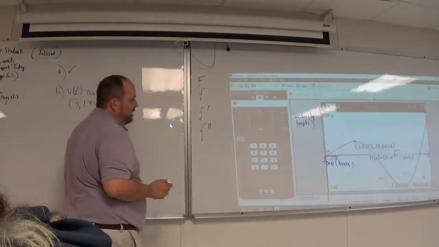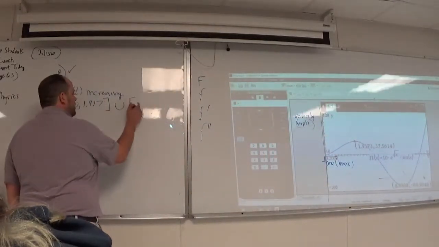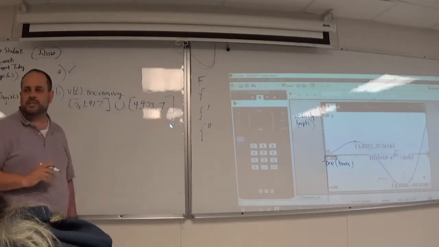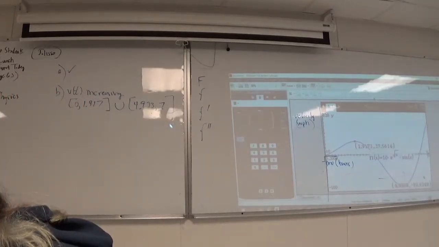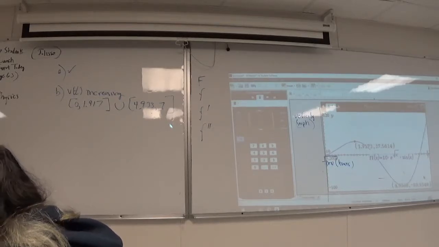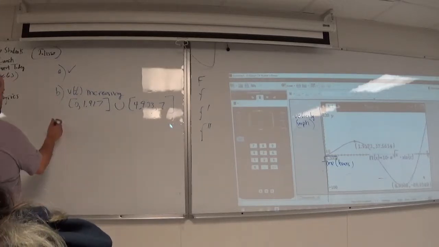And then we're also increasing, what is that, 4.933 over to 7. Everybody should be okay. We haven't done any calculus yet. We're just getting the lay of the land. Sketching it would be good.